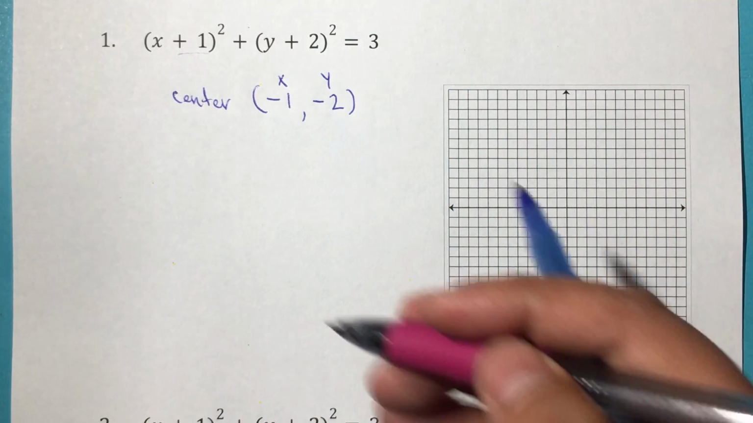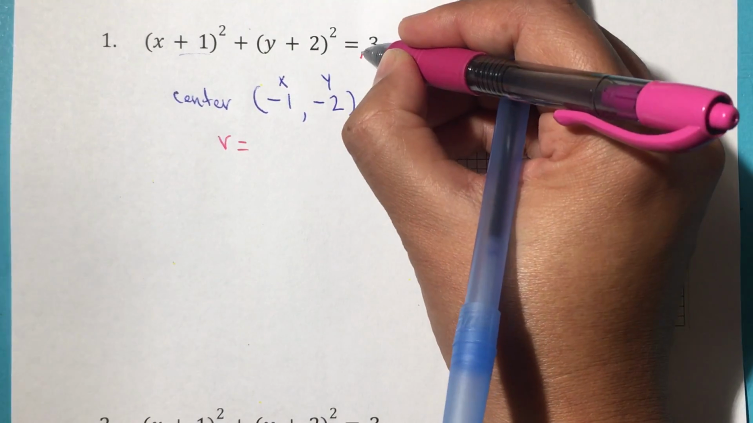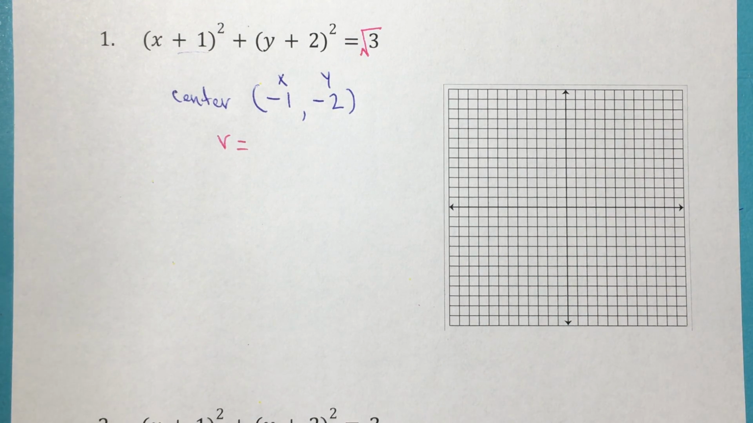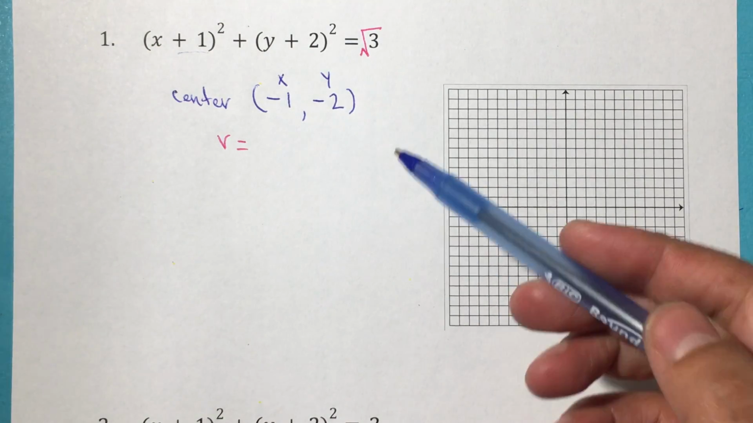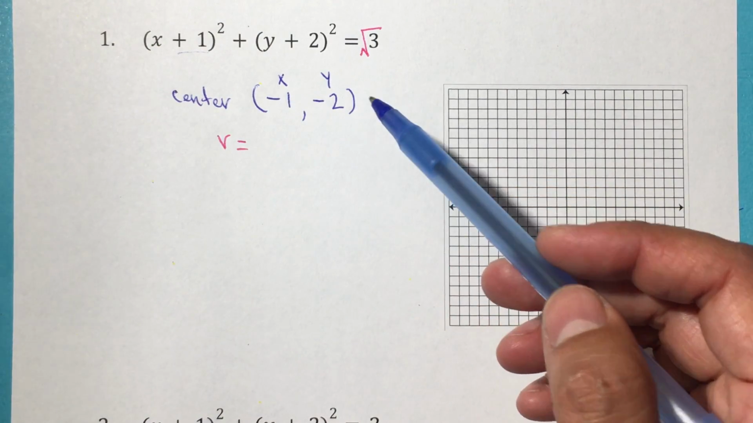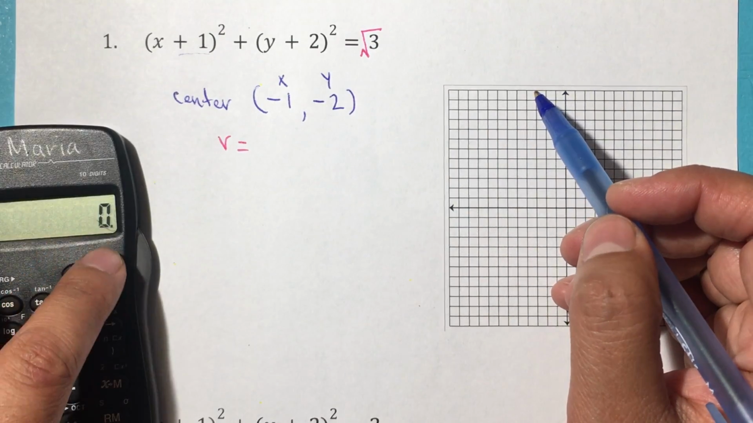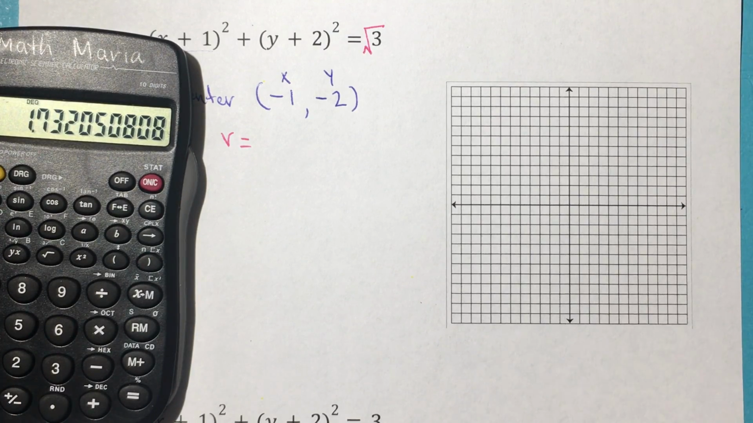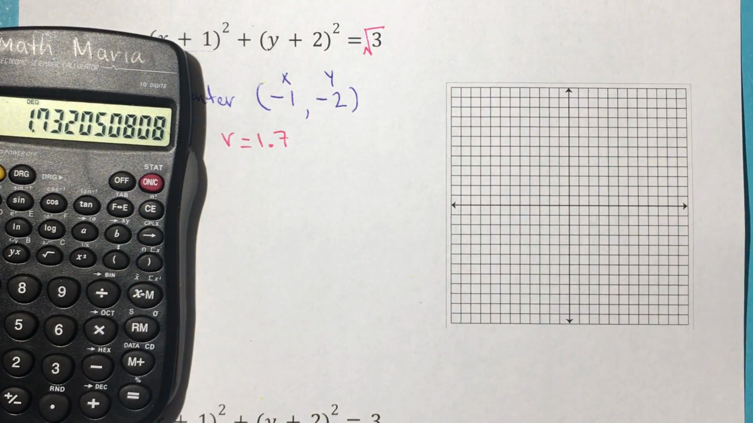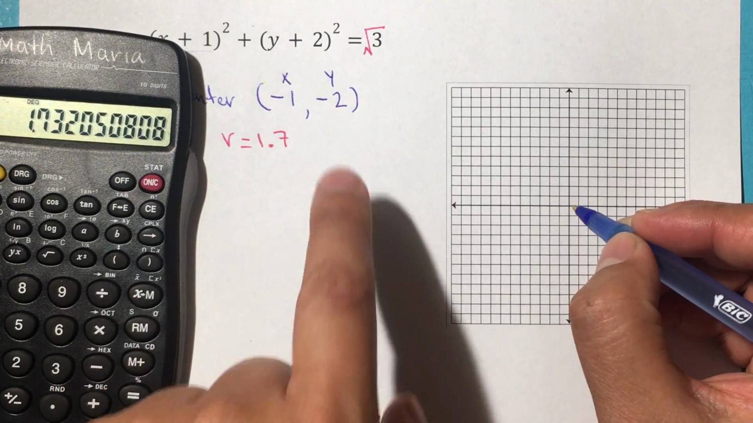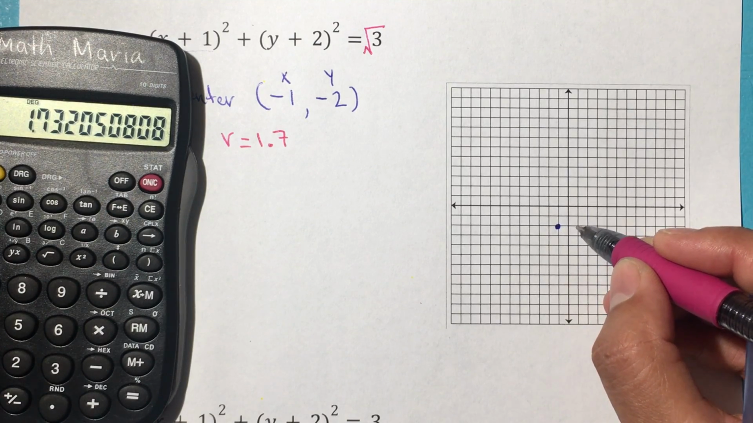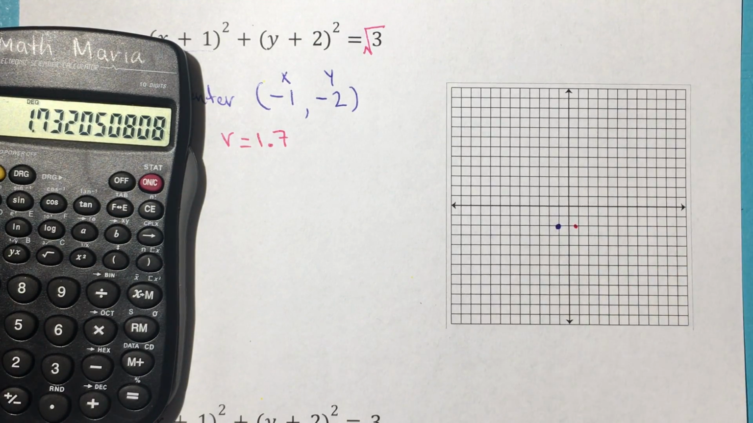For the radius, we just take the square root of the answer, which in this case will be the square root of 3. In 11.1, it explains why we take the square root. And the square root of 3 is 1.7. So the center is at (-1, -2). (-1, -2) is right here. From the point, our radius is 1.7, so it's almost 2, but not quite.